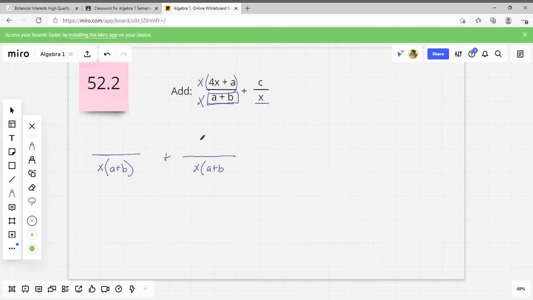On this one, we have to turn that into x times a plus b. So we multiplied it times a plus b. Now we have to multiply the top times a plus b. So for this one on the left, we've got x times 4x plus a. And this one, we've got c times a plus b.